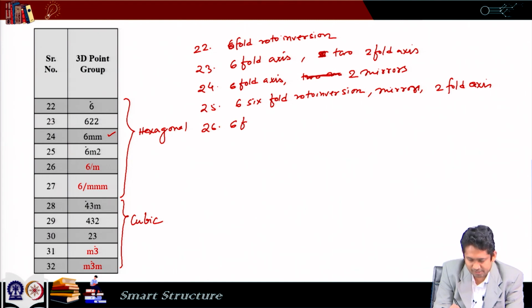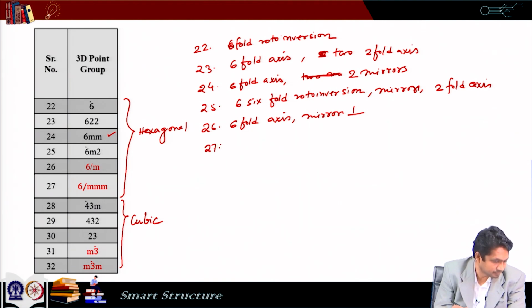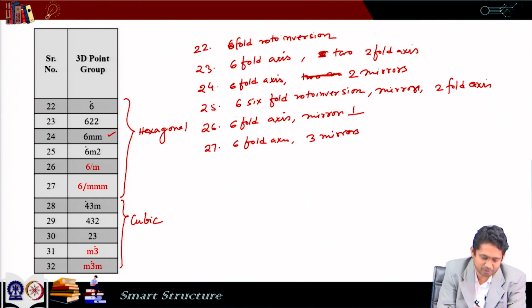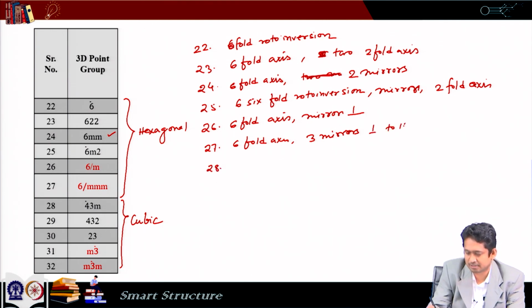Here we have 6-fold axis and one perpendicular mirror, which is perpendicular. And then we have 6-fold axis, and then we have 3 mirrors. All these mirrors are perpendicular to the 6-fold axis, so perpendicular to the axis.